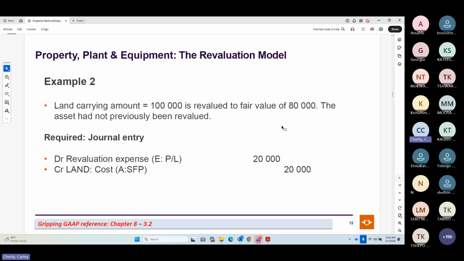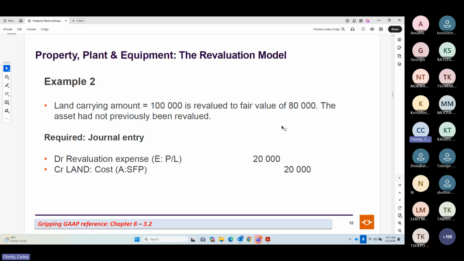Let's have a look at example 2. So under example 2, we have another scenario. We have land with a carrying amount of 100,000, and this is going to be revalued to a fair value of 80,000. So here you can see that the fair value is lower than the carrying amount. And they tell us the asset had not previously been revalued.